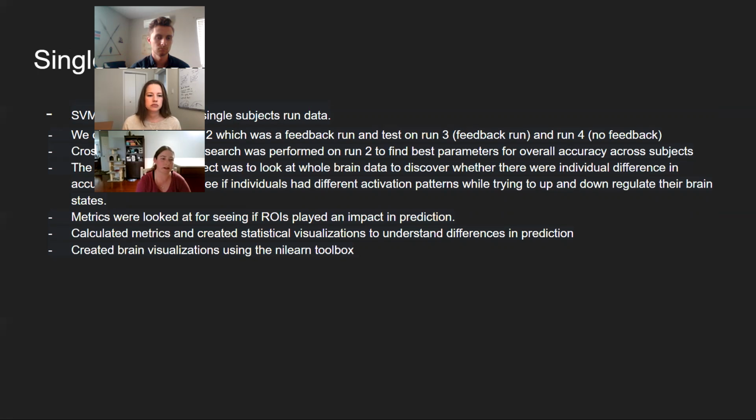The focus for single subject was to look at whole brain data to discover whether there were individual differences in model performance and to see if individuals had different activation patterns while trying to up and down regulate their brain states. We used metrics to look at both the whole brain mask and ROIs to see if there were differences in predictions and how they impacted the classifiers. I also calculated metrics and created statistical visualizations to understand differences in prediction. And I created brain visualizations to display the difference in voxels between classifiers.